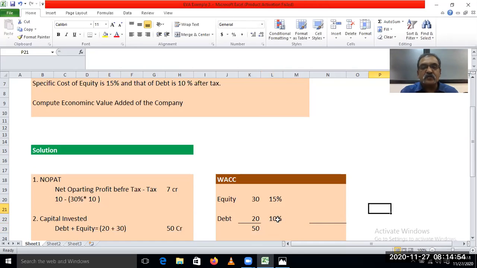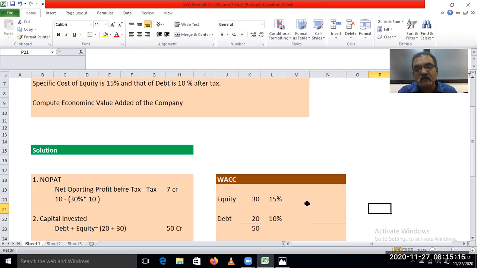So specific cost of debt is 10%. First column is different sources, equity and debt. Second column, that is the amount of each capital: equity 30 crore, debt 20 crore, total capital invested 50 crore. Then specific cost of each source: equity 15%, debt 10%.